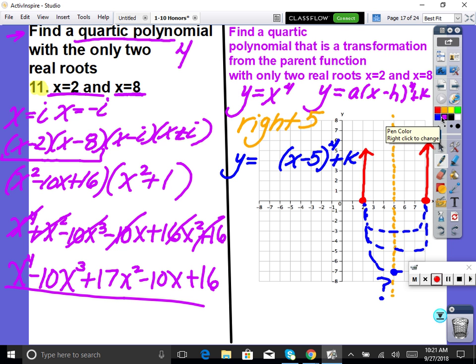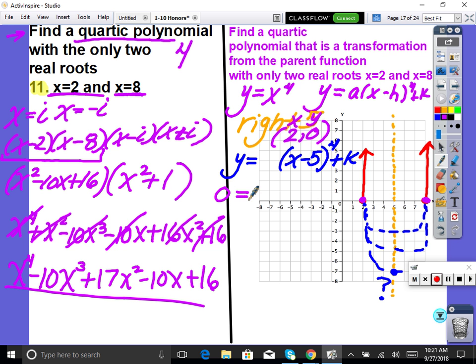So now what we can do, guys, is we can take a different xy point on this quartic, and plug it in for x and y, and then solve for k. So what's a point on the graph? Over 2 up 0, or over 8 up 0. So let's just use the smaller one. 2, 0 is a point on the graph. True? So let's plug that in. x, y. So y is 0.